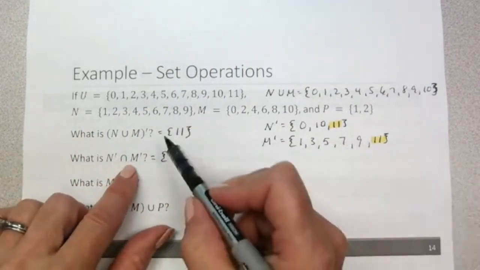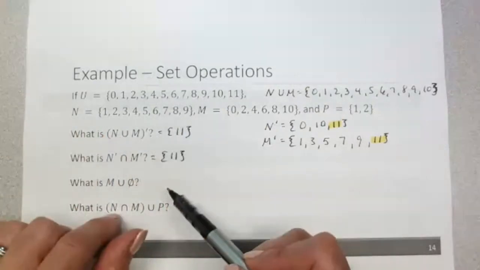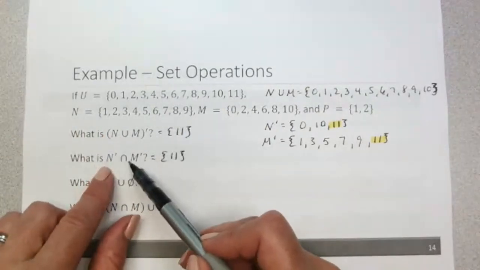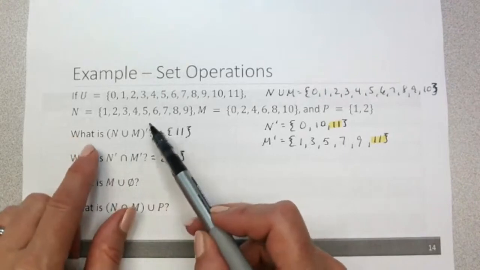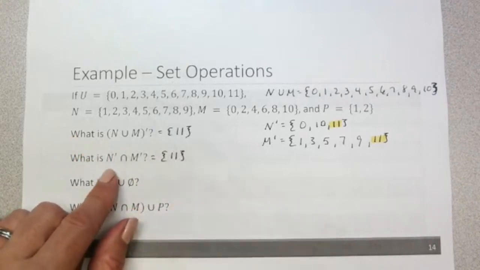It's interesting, isn't it? It's the same as the complement of n union m. The complement of n intersected with the complement of m is the same as the complement of n union m. In fact, that rule will always apply in set theory.